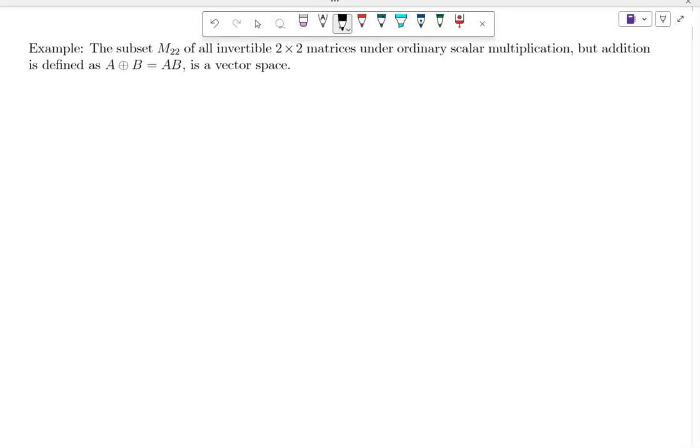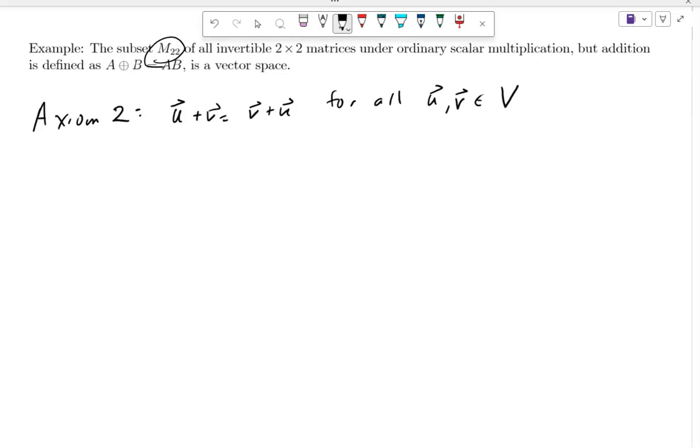Remember your axiom 2 says what? Axiom 2 says that we have to have u plus v equals v plus u, right? And that has to be for all vectors that we pick, correct? So if I use a capital V to denote my vector space, that's what axiom 2 says we have to have, right? No matter what we pick, I have to be able to do the operation in either order, correct? Okay. Can you find me an example that doesn't work? In invertible 2x2 matrices, can you find me an example that doesn't work?